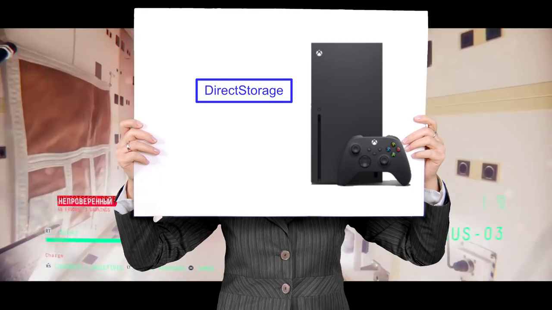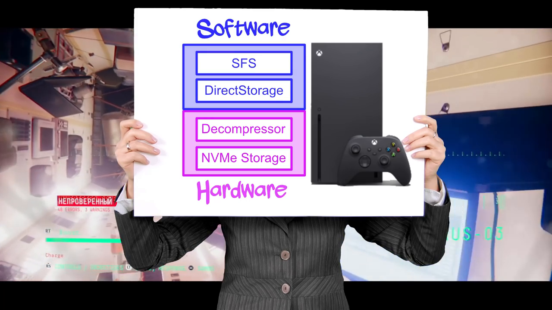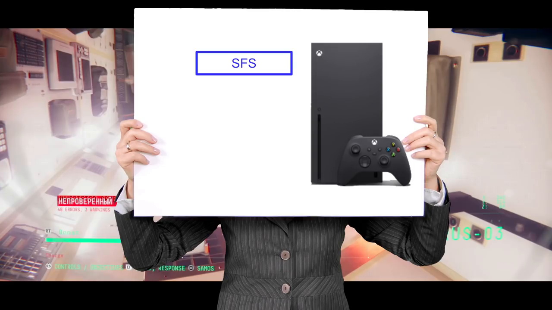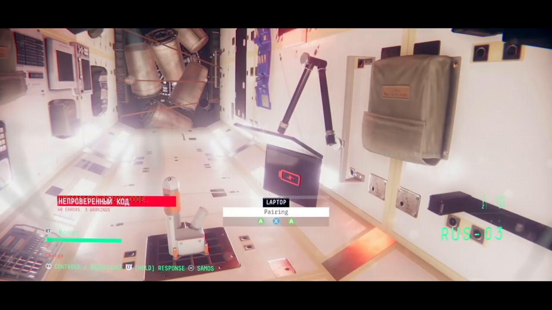It's included here because it logically enables the final pillar of the Velocity architecture, sampler feedback streaming. And that's the component that probably requires the most explanation. And to make sure that we're all on board, let's first explain what a sampler is.